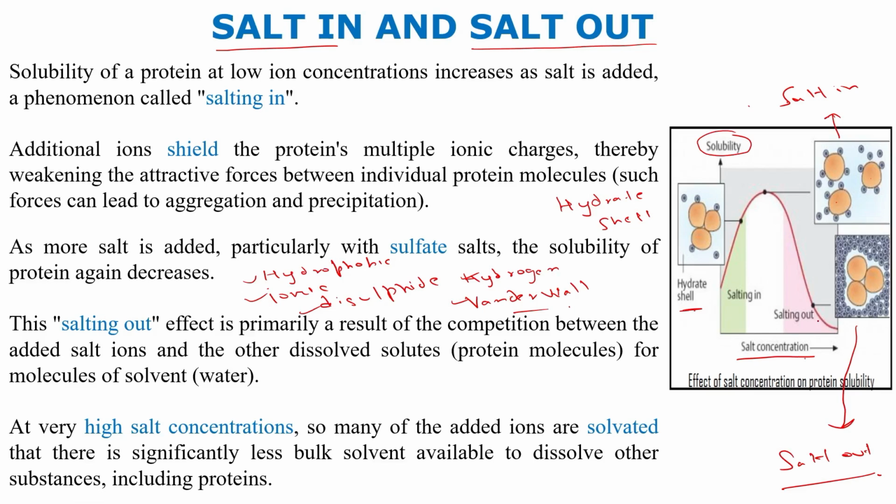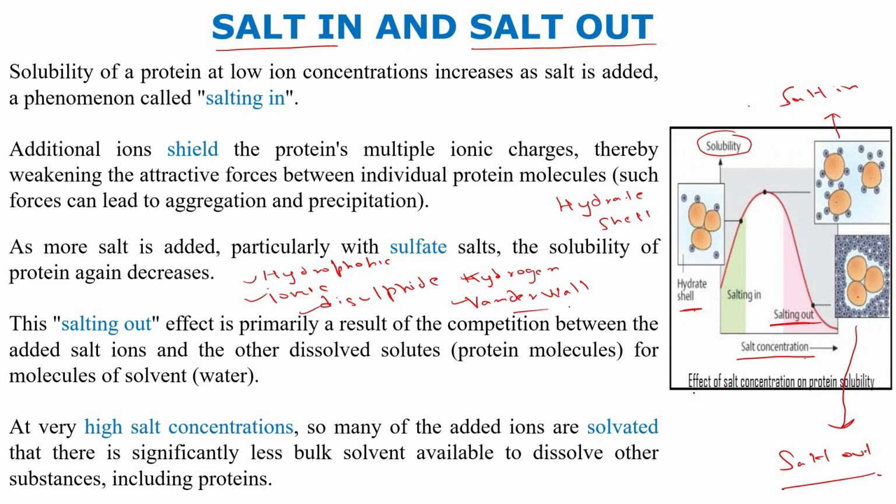And what happens at high salt? If we have a very high salt concentration, the diagram is shown here. There will be competition between the salt molecules and the protein molecules for the water, and all the water molecules will be taken up by the salt molecules. So water won't be available for the protein molecules to dissolve, and thereby protein molecules will get precipitated from the solution by the different interactions which will take place, like hydrophobic, ionic, disulfide, hydrogen and van der Waals interactions, and the protein will get precipitated.